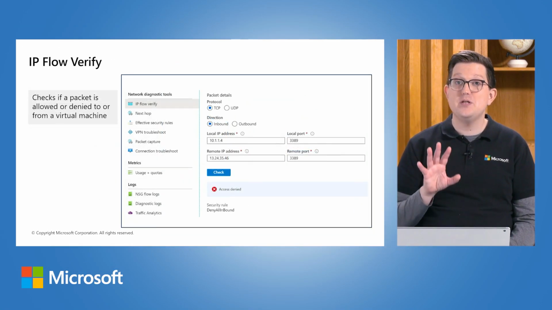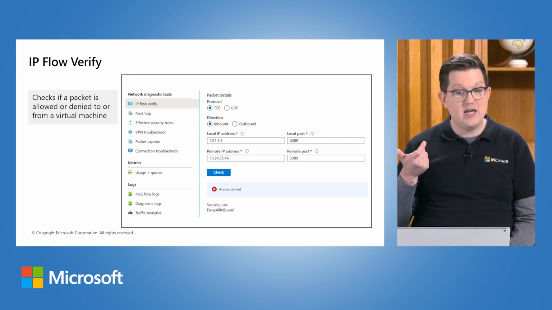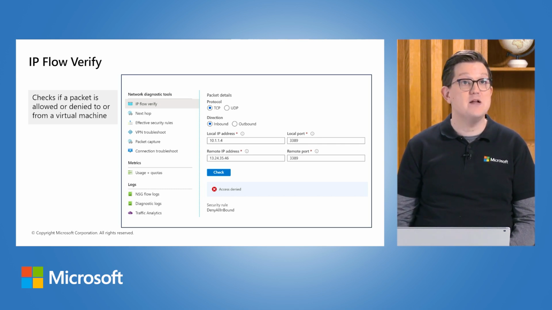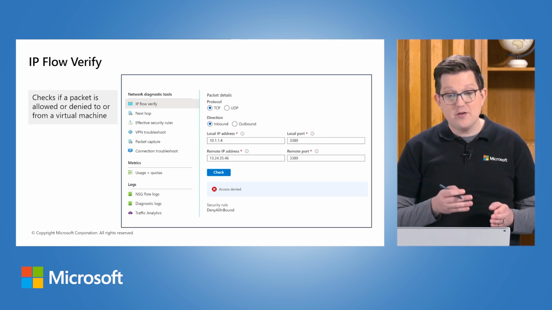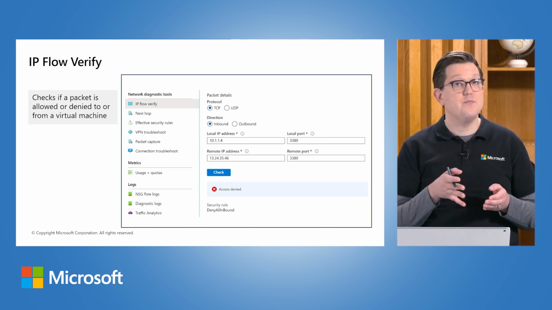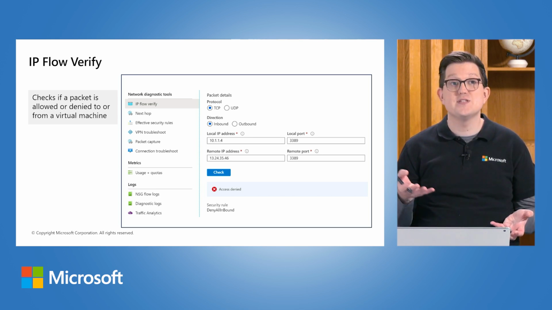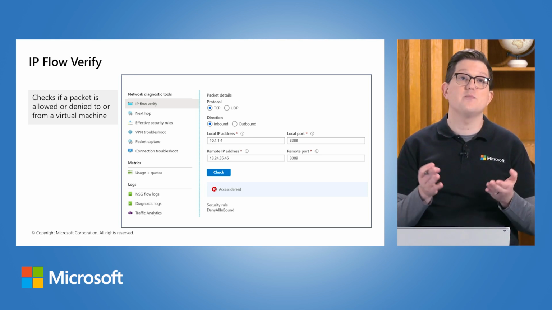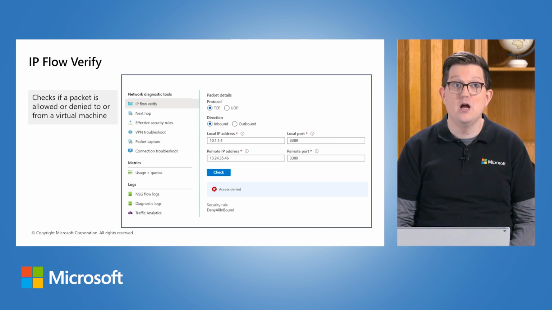The next tool is pure troubleshooting. IP Flow Verify is just a, can I get a packet from A to B? That's it. Sometimes the tools that we need are very simple. Whether it be TCP or UDP, whether it be inbound or outbound, simply provide 2 IP addresses, 2 ports, and give us a point somewhere in the network, a virtual machine somewhere in there, and we can just check to see that it would work. That's it. Nothing much more to it.